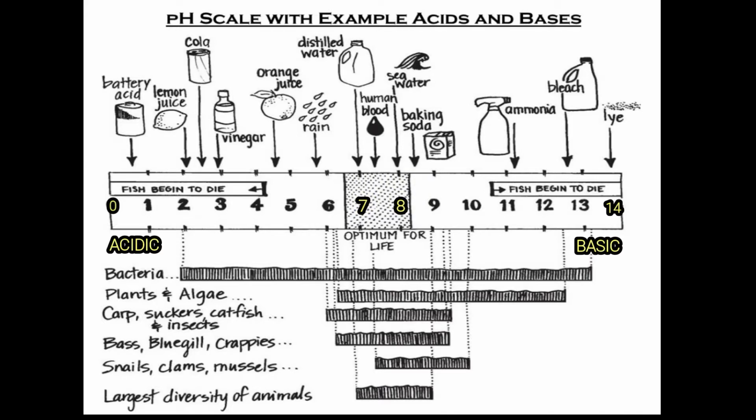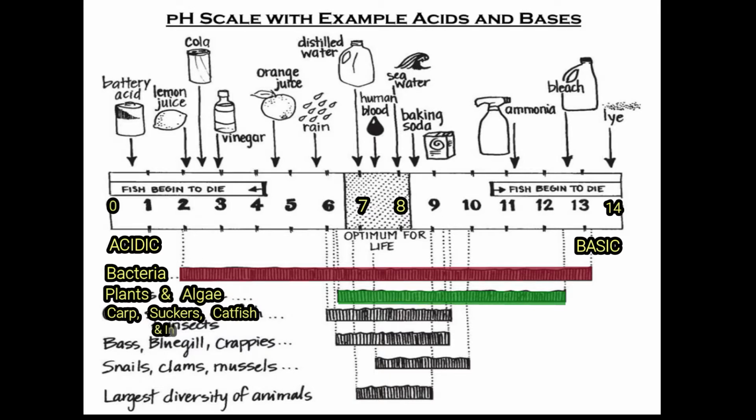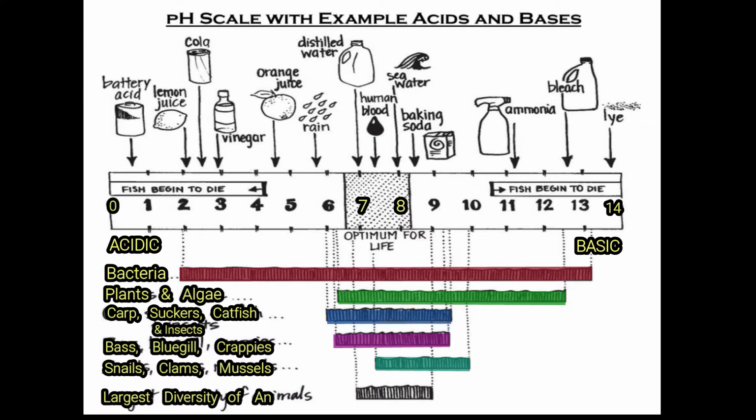Now, underneath the scale, it gives you these bars below, and this shows you the range that different organisms can live in. So bacterium has our widest range. We actually call bacterium that can survive on the farthest side, way here into acidic, extremophiles. Then we have a plants and algae range, a carp, looks like insects, catfish, and suckers. So these are fish and insects. We have larger fish. These are bass, bluegill, and crappies, snails, so on and so forth. It goes down. These are optimal ranges.